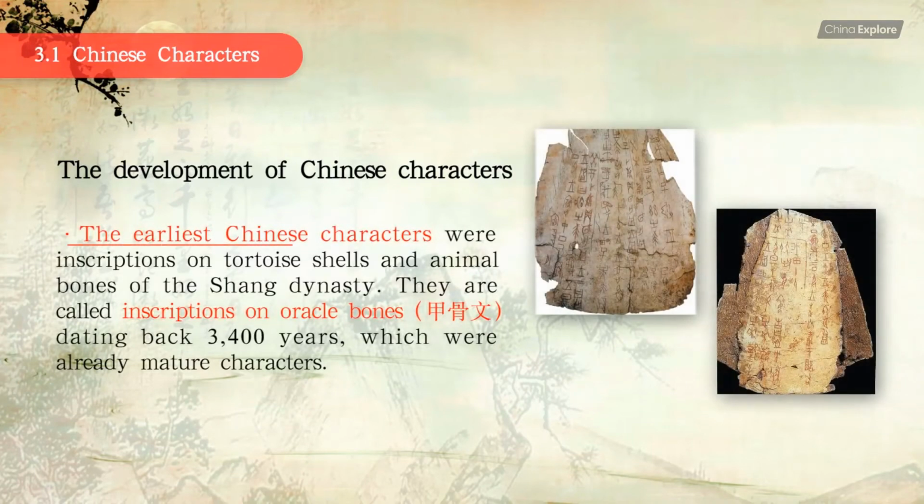The earliest Chinese characters were inscriptions on tortoise shells and animal bones of the Shang Dynasty. They are called inscriptions on oracle bones. We call that Jiagu Wen. It dates back 3,400 years, which were already mature characters.